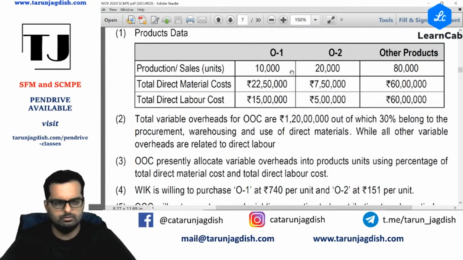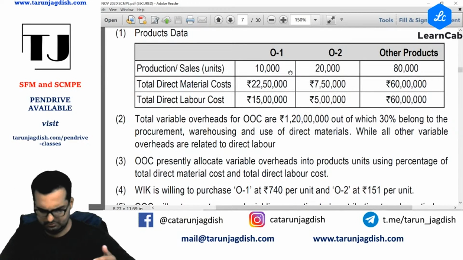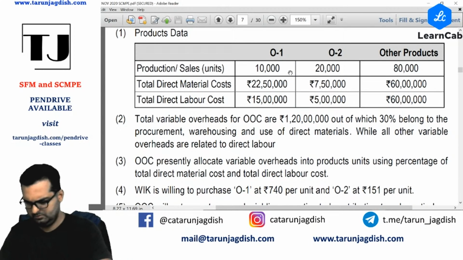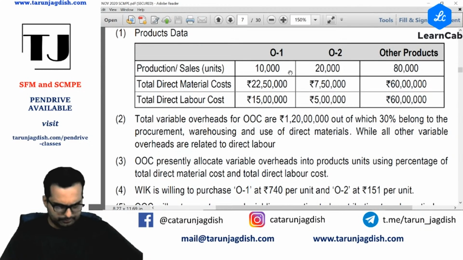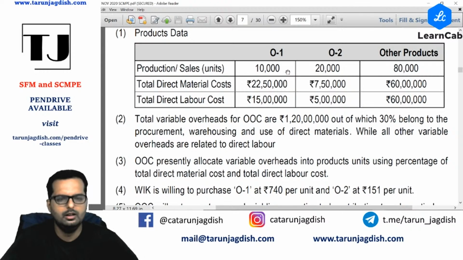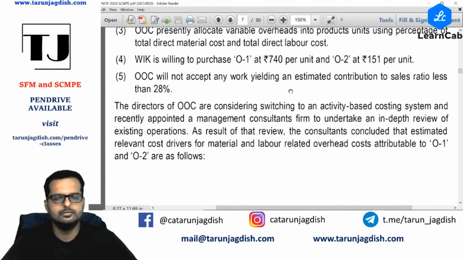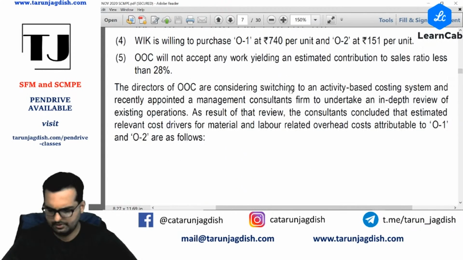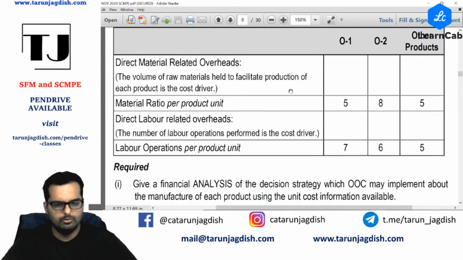I'll come down now. Read through this part now. I'll come down further. This is an exact study material question. More data is there.